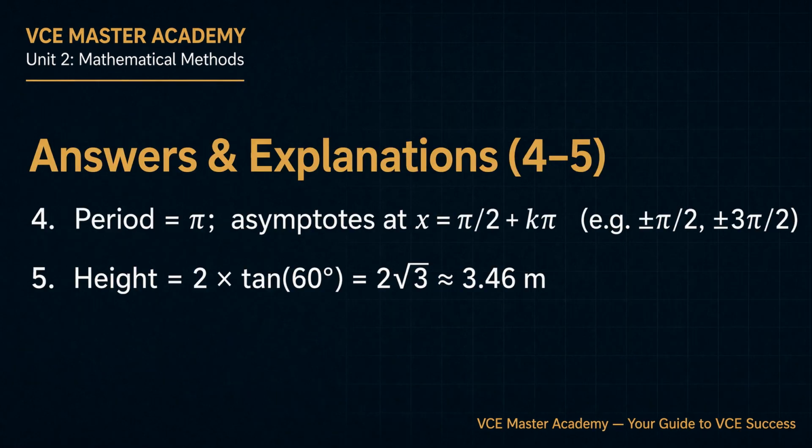Question 4. The period of y equals tan x is pi, and the asymptotes are at x equals pi over 2 plus any multiple of pi. Question 5. The height equals 2 times tan of 60 degrees. Tan of 60 is root 3, so the height is 2 root 3, about 3.46 meters.